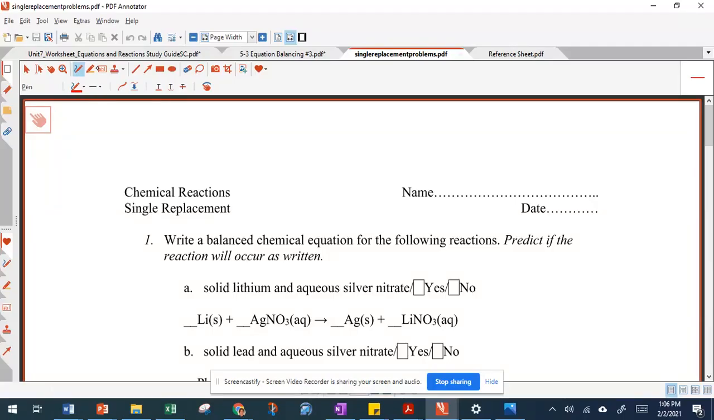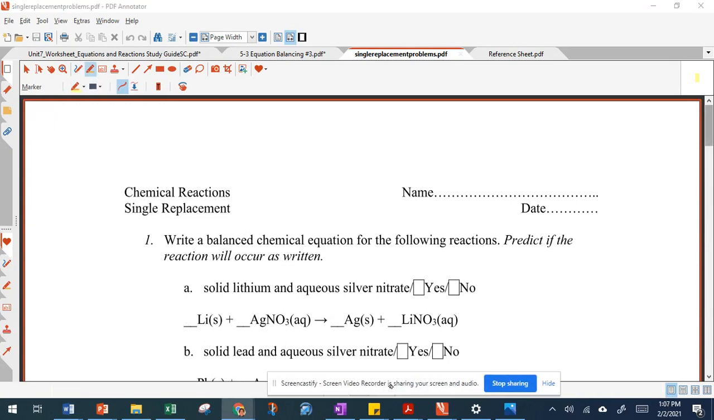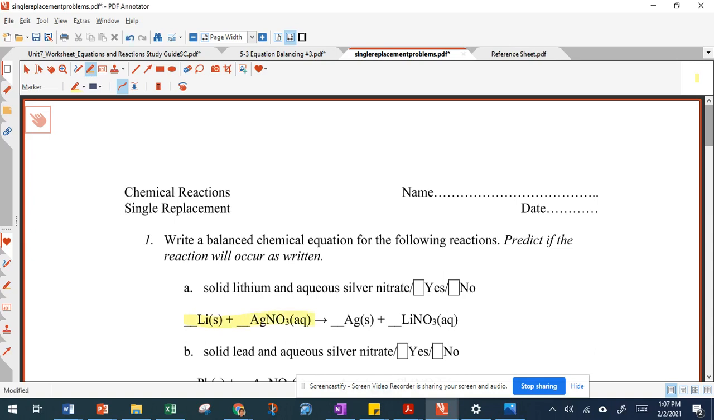Okay, so this is your worksheet you're going to be working on for single replacement reactions. And when you're doing these, I want you to focus on the reactant side of your equation in each case. So you don't need to worry about the S and AQ. What I want you to do is focus on the compounds, the element in the compounds. So you need to look at your reference sheet and look for the element by itself.